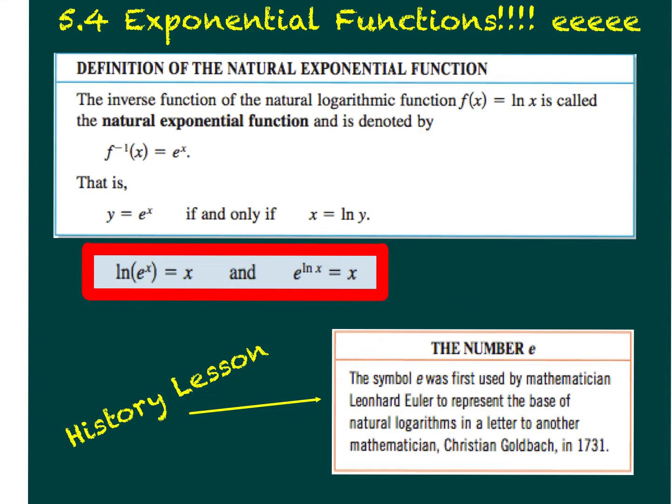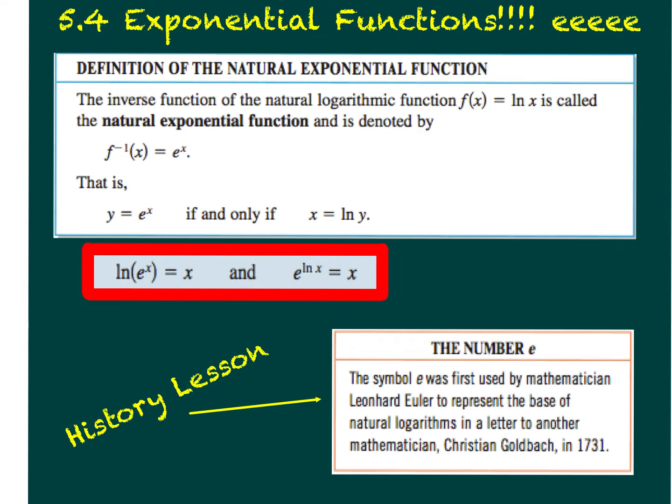What's an inverse again? A switch in x and y. So that's why these topics go together so well. If I natural log e to the x, I get x. If I e to the natural log x, I end up getting x. They are inverse operations of one another.